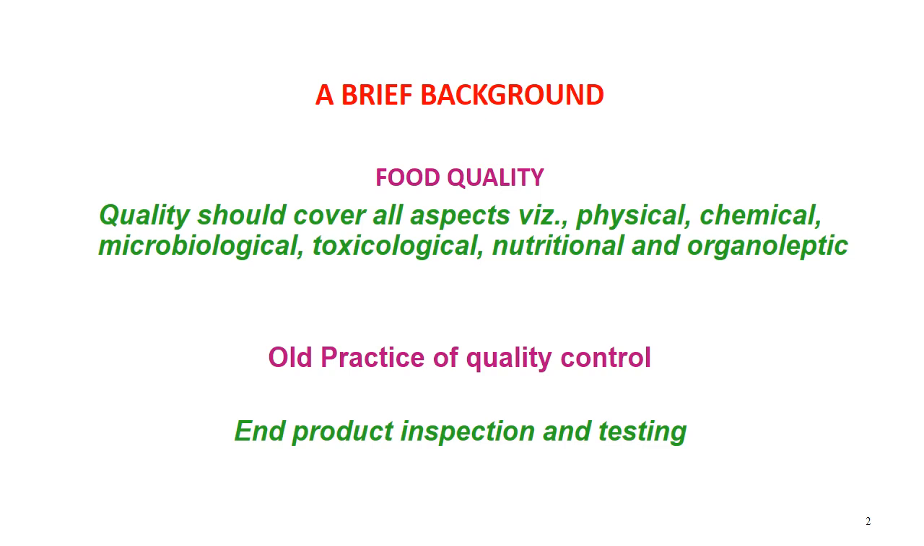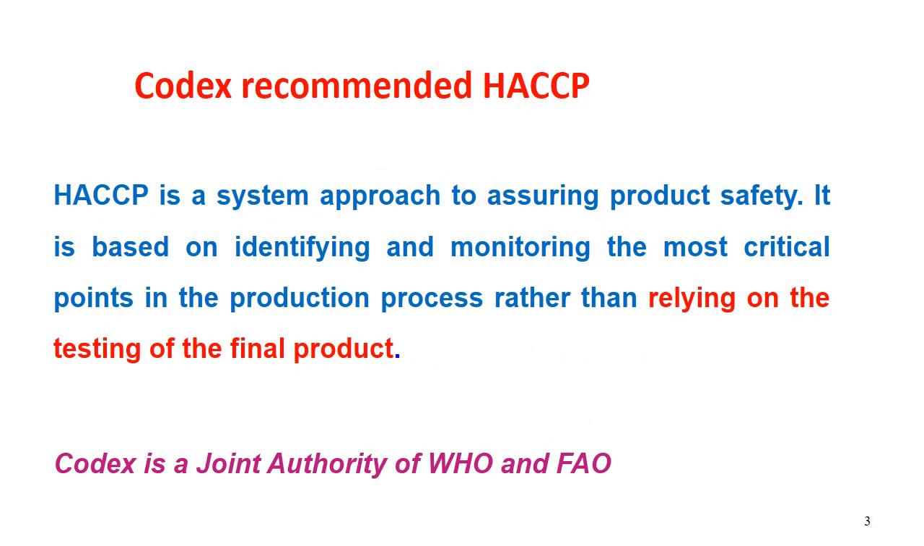So in that background, a new concept has come, which we are discussing today as HACCP. HACCP, as I told in the first slide, is hazard analysis and critical control point. This is an overall approach for quality control which we will discuss step by step in detail, and it is recommended by the international body called Codex in short, but the actual name is Codex Alimentarius Commission, CAC.